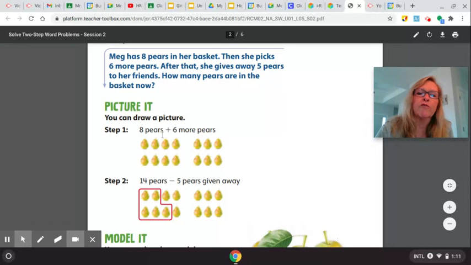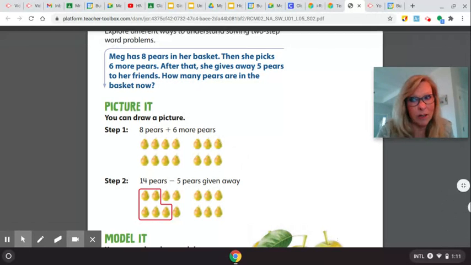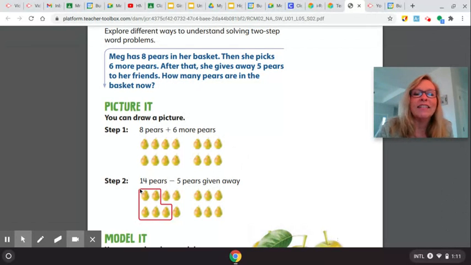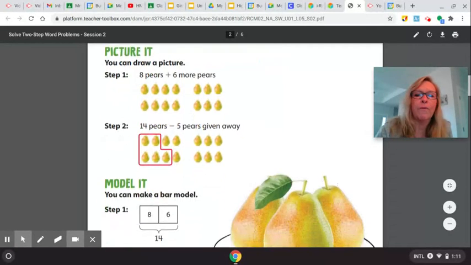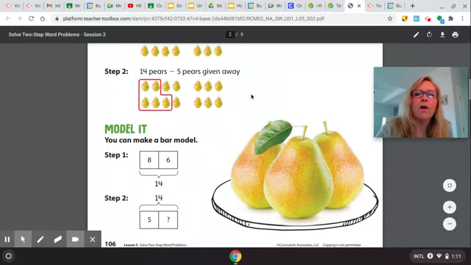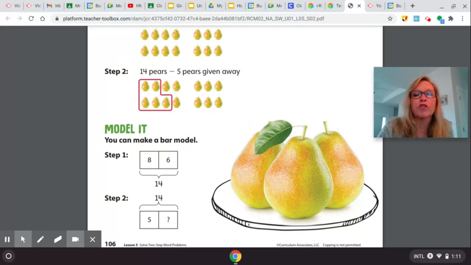So here's my picture of my 8. Here's my 6 more. Now, would I draw pairs? I'd probably just draw circles. It'd be easier. Then step 2 was she gives away 5 pairs. So here's my 8, here's my 6. I'm giving away these 5. And then I want to know how many are left. So we know there were 14 pairs and we're giving away 5. So that could be a subtraction problem too.